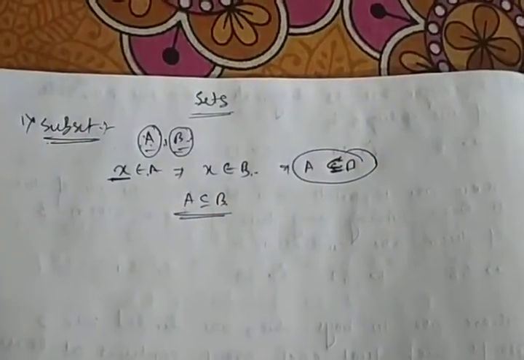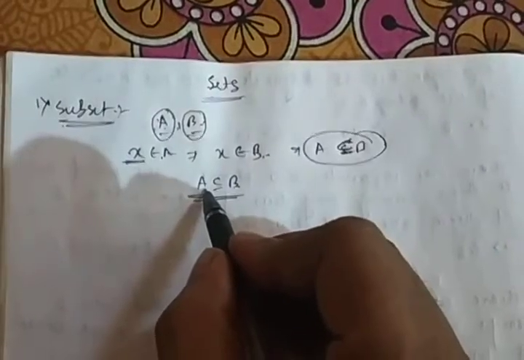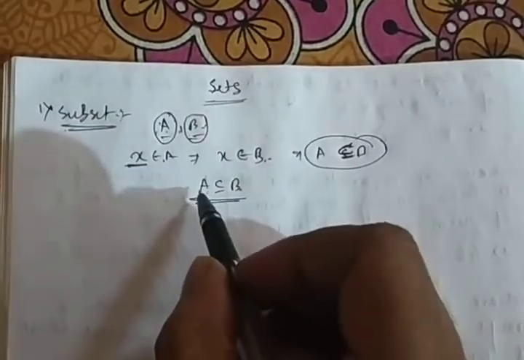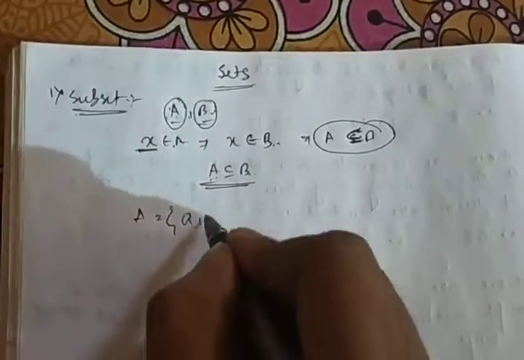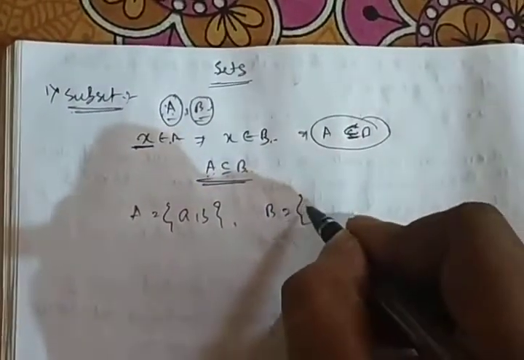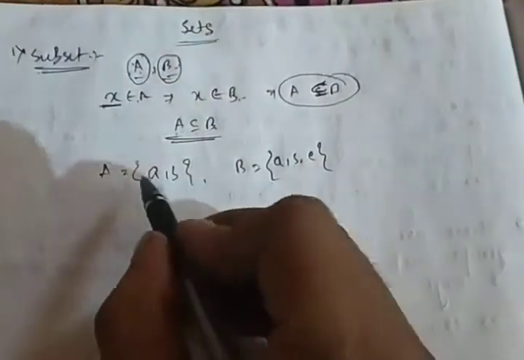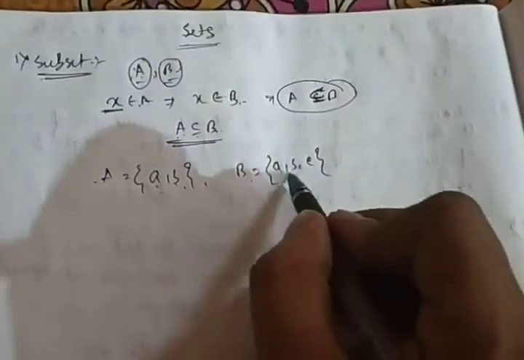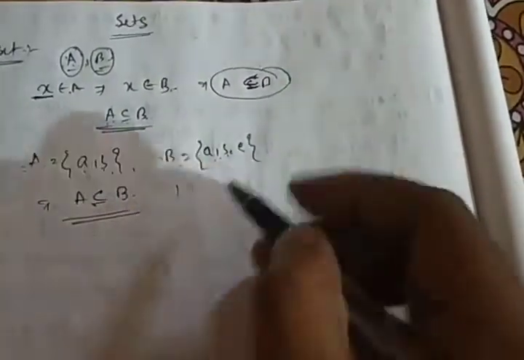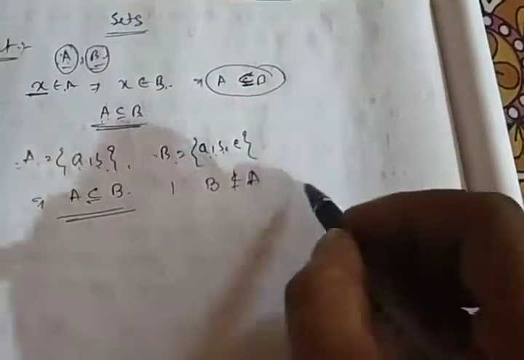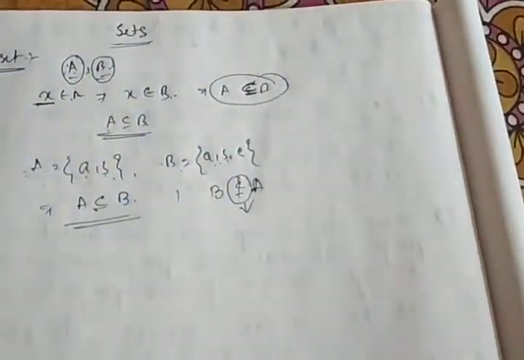So the definition is: if every element of A belongs to the set B, then A is called a subset of B. As an example, if A equals {a, b} and B equals {a, b, c}, we see that a and b belong to A, and a and b also belong to B, so we can write A is a subset of B. But in the other sense, a, b, c belong to B, but c does not belong to A. So B is not a subset of A. This sign represents not a subset.